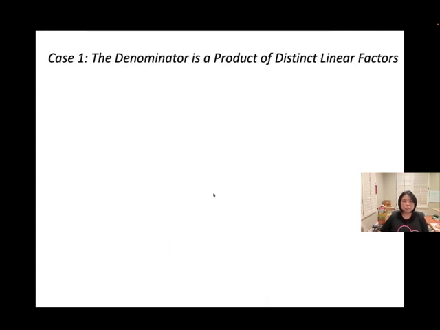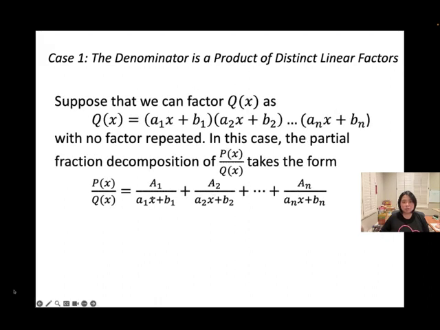We have different cases. Case 1, the denominator is a product of distinct linear factors. When you have the rational expression P(x) over Q(x), we're going to look at the denominator. If Q(x) can be factored into linear factors, linear means first degree, then we're going to let A1 go with the first factor, A2 with the second factor, and so on, depending on how many factors you have. So this is Case 1, when your denominator has linear factors.